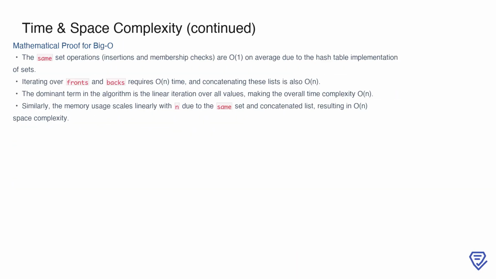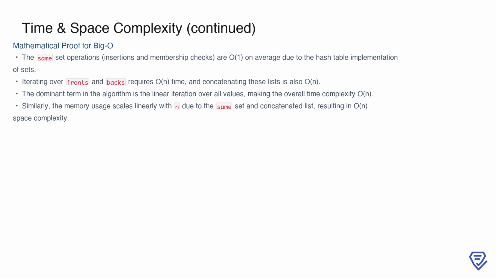Finally, let's provide a mathematical justification for the big O analysis. The operations involving the same set, such as insertions and membership checks, are O(1) on average due to the efficient hash table implementation of sets. Iterating over the fronts and backs lists takes O(n) time, and concatenating these lists also requires O(n). The dominant term in the algorithm is the linear iteration over all values in the combined list, making the overall time complexity O(n). Similarly, the space complexity is dominated by the memory allocated for the same set and the concatenated list.